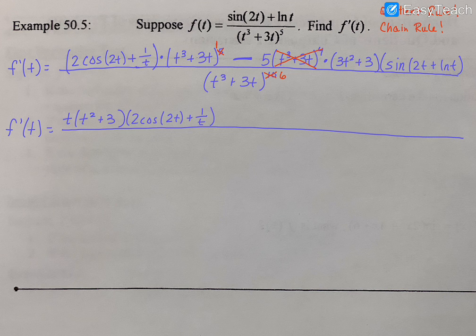I have one more step after this, we'll talk about how to get rid of that fraction, because that's the piece that they don't usually want you to do, is to leave a fraction within a fraction. Minus on the second half of the numerator. We have the 5 out front, and you will notice that 3t squared plus 3 has a GCF of 3. So I'm going to factor that 3 out, and then I have t squared plus 1 in parentheses, and then I still have sine of 2t plus natural log of t.